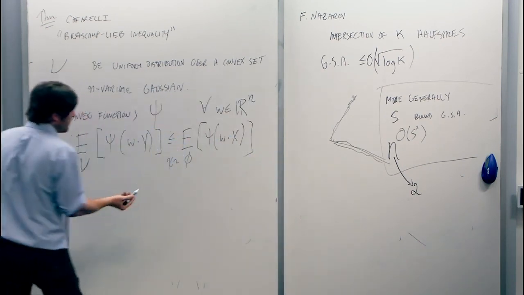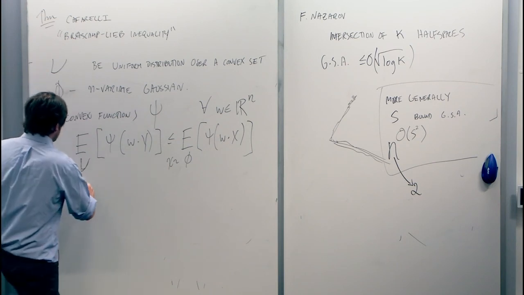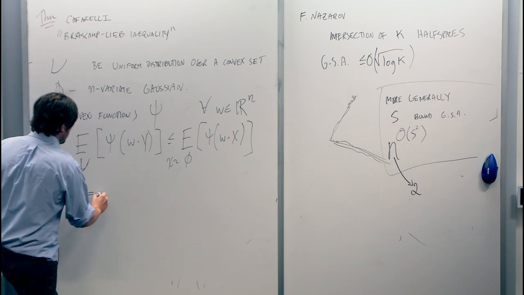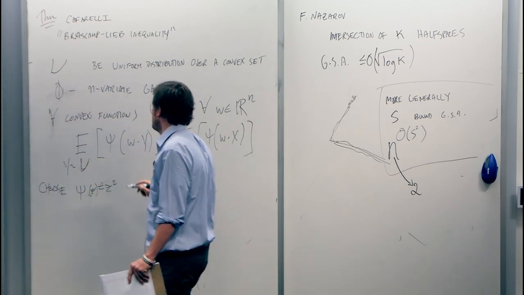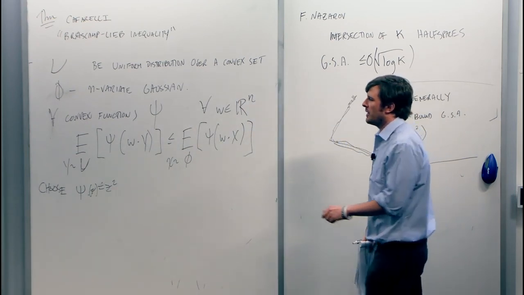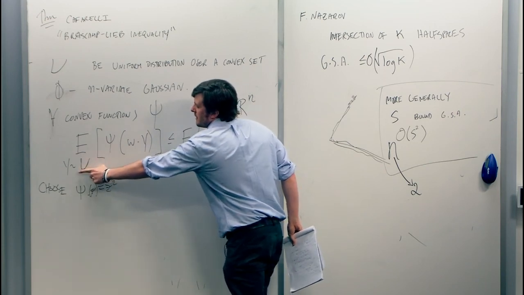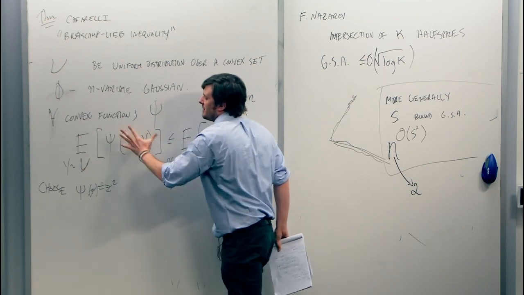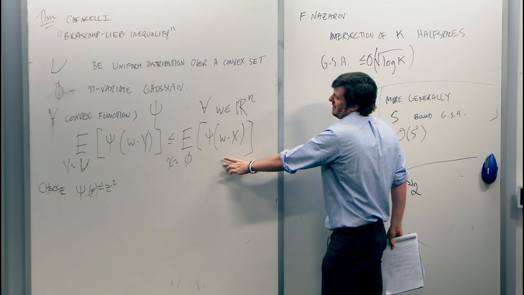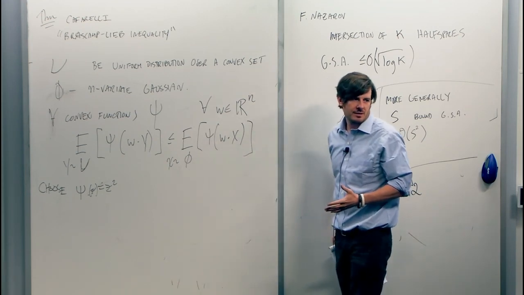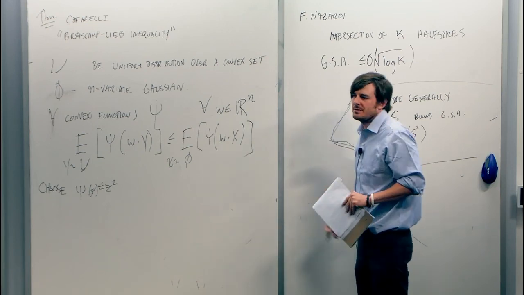So, for example, if you choose psi of z to be the function z squared, then you'll get that the variance in any direction of your positive points is at most the variance in that direction of the Gaussian, which is something we sort of already knew. I mean, it's at most 1. Does the statement of this theorem make sense?